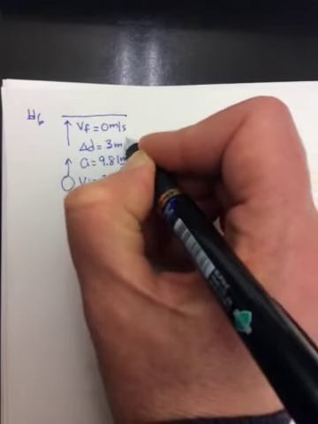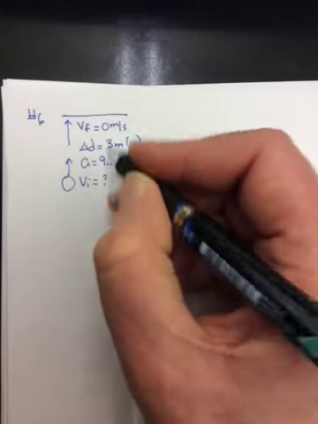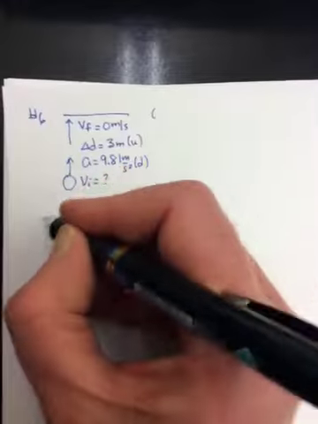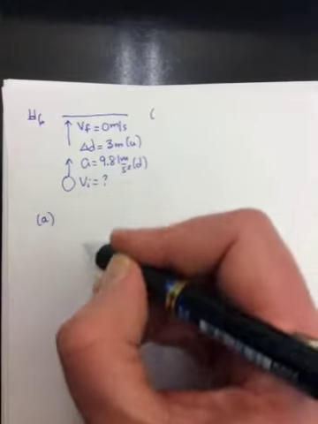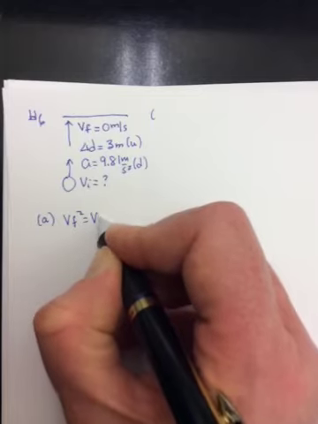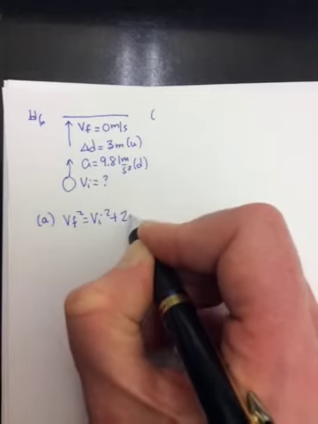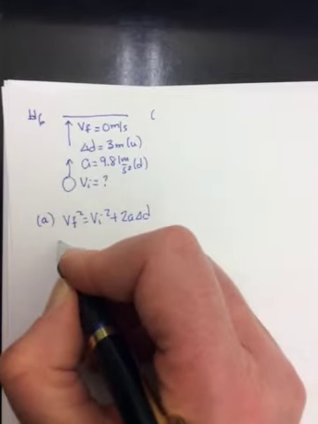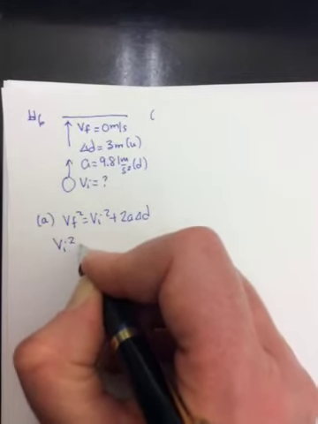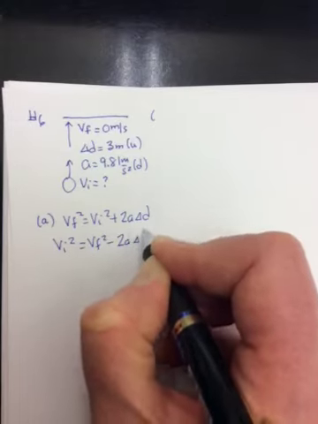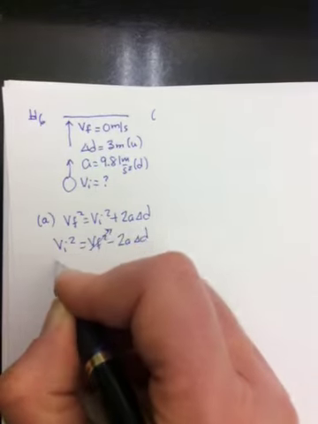So the first part of the question is going to be pretty straightforward. Part A: with what speed did he throw the ball? So VF squared is equal to VI squared plus 2A delta D. And you're looking for VI, so take the 2A delta D over. So VI squared equals VF squared minus 2A delta D. But the VF is 0.